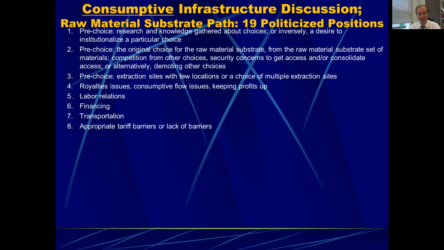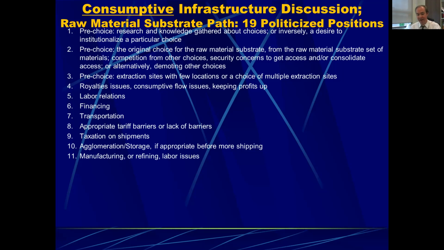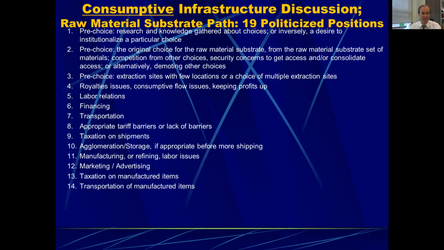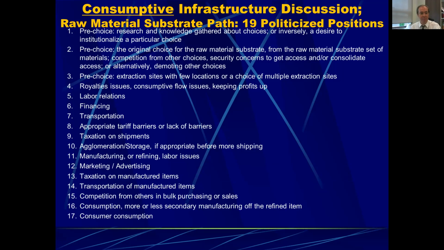Appropriate tariff barriers, I talked about that. Taxation on shipments: all of these things can interrupt or continue to make the materials flow. Manufacturing and refining: how easy that is to do in the target country or not. Marketing and advertising, all of these things matter. Taxation on items, transportation, competition from others, consumer consumption, waste disposal, and medicine, like how do you deal with the toxic effects?